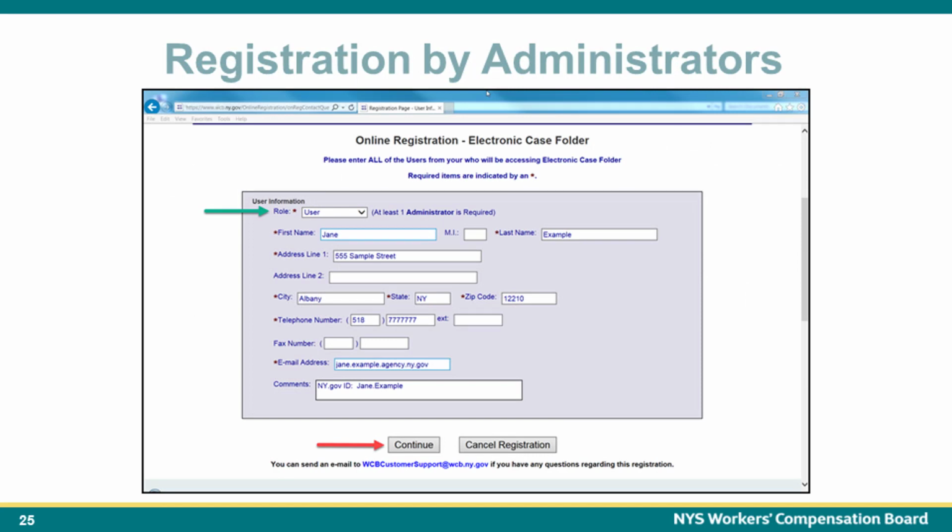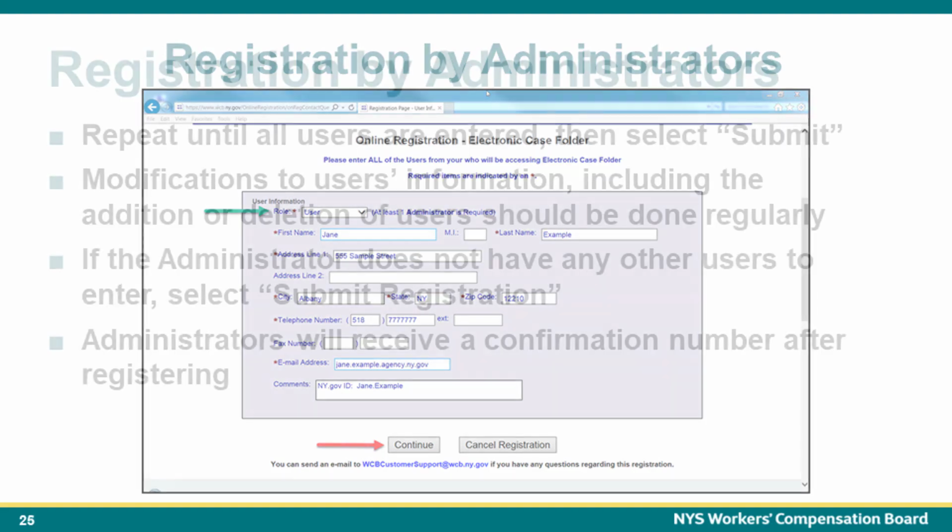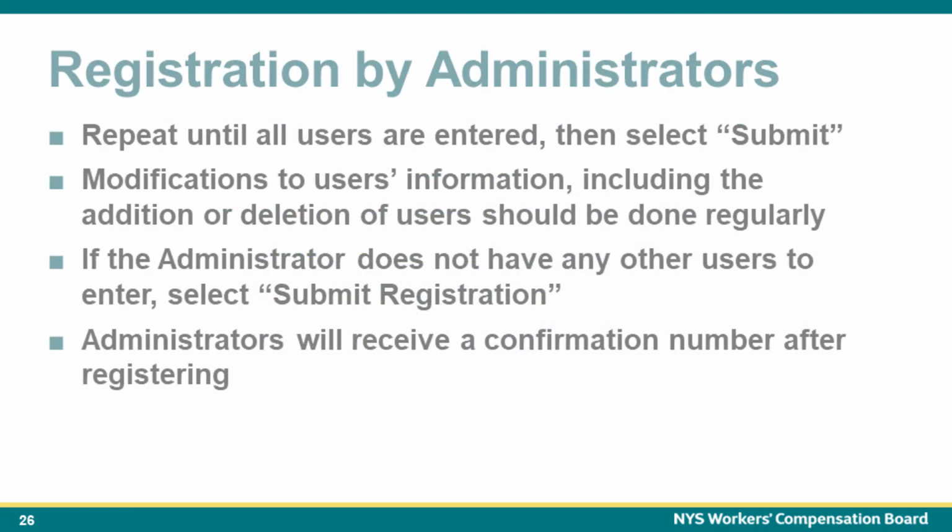To provide user information, change the role in the drop-down box to User. See the green arrow on this slide. Provide the user's information, including their ny.gov ID username, in the Comments section. You may also enter additional administrators' information using the same process. Repeat until all users are entered, then select Submit. Modifications to users' information, including the addition or deletion of users, should be done regularly. If the administrator does not have any other users to enter, select Submit Registration.